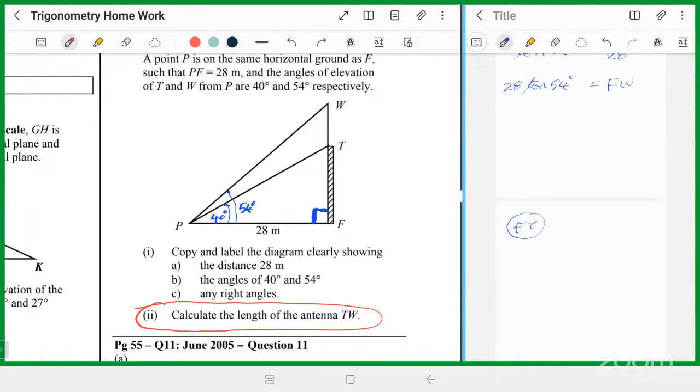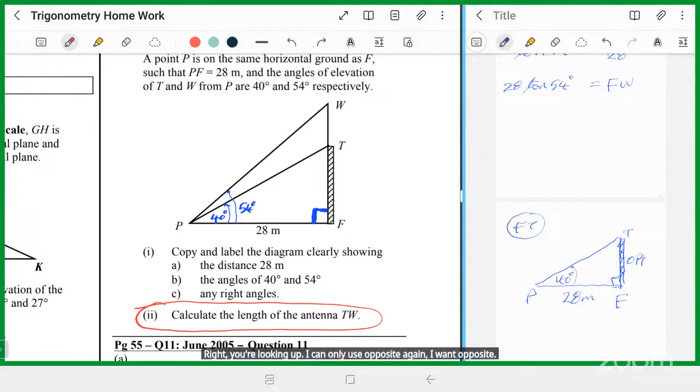I'm going to sketch that triangle again. This is now the smaller one. Angle here is 90, and here is still P. Sorry. Foot of the tower is F, and up here now is T, because we're now on the tower. Triangle with the tower. And this distance is still 28 meters. And the angle inside here now is a smaller angle of 40 degrees. Right there, looking up.